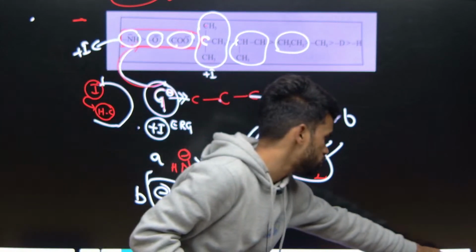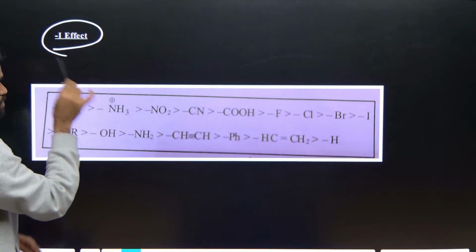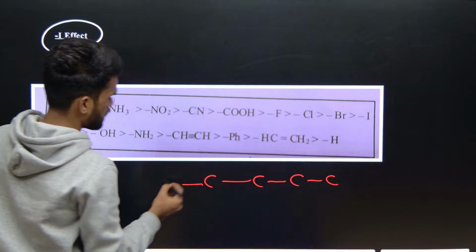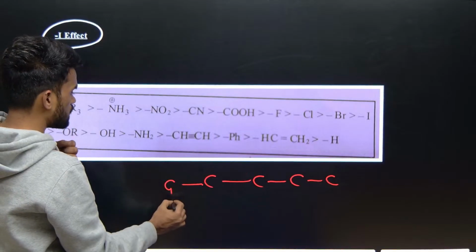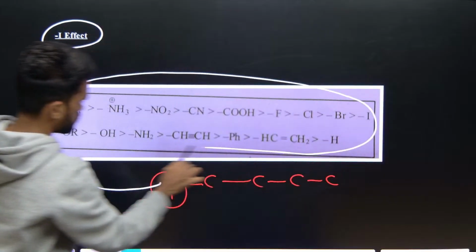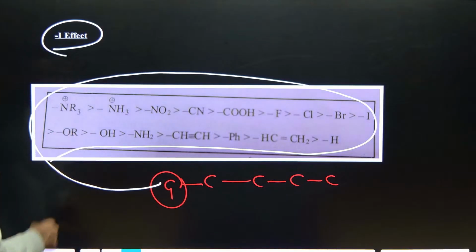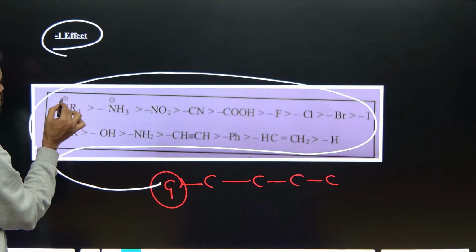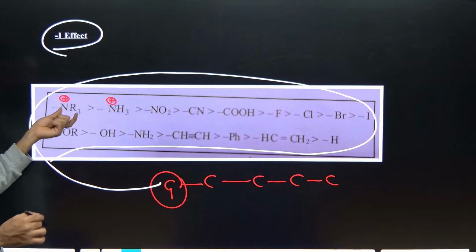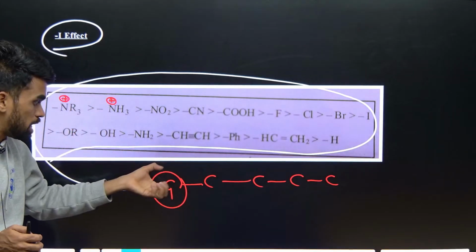Okay, and similar to this we have one more effect called minus I effect, that is plus I, this is minus I. Again you can take a carbon chain like this and add a group G. This group G can be any of these species. Now if they are attached, what will they do? See, these groups are having a positive charge, whereas in the previous case they had a negative charge. Since they are positively charged, they require electrons from the chain.